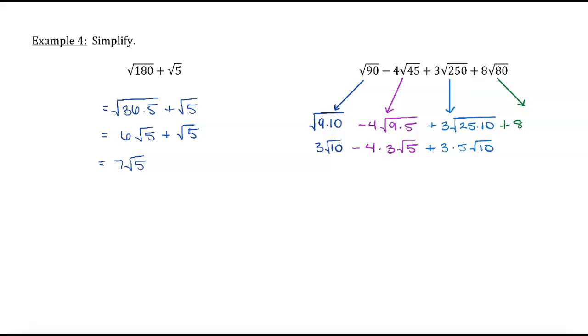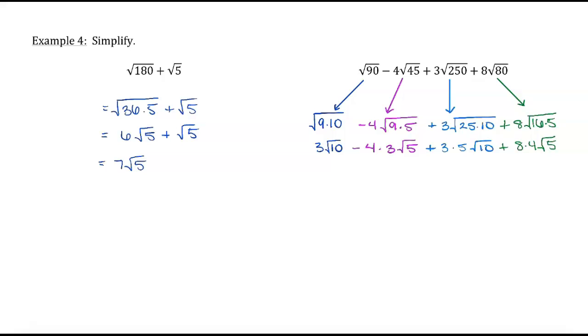It's also divisible by 16, a larger perfect square. So let's rewrite this as the square root of 16 times 5. The square root of 16 is 4, so this becomes 8 times 4 times the square root of 5. Now we do have some like radicals and we can combine like terms.